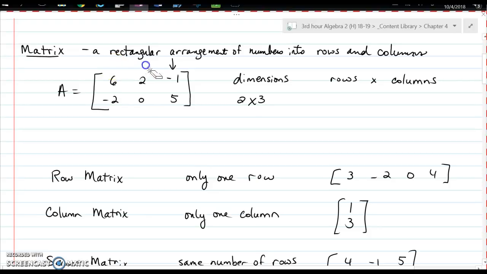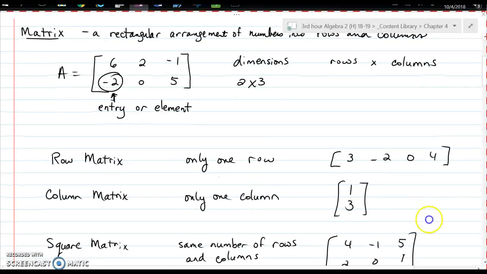And then each number inside a matrix is called one of 2 things. We either call it an entry or we call it an element. So like this -2 right here, that would be either called an entry or an element. So the dimensions, remember, are rows by columns, never columns by rows, rows by columns.